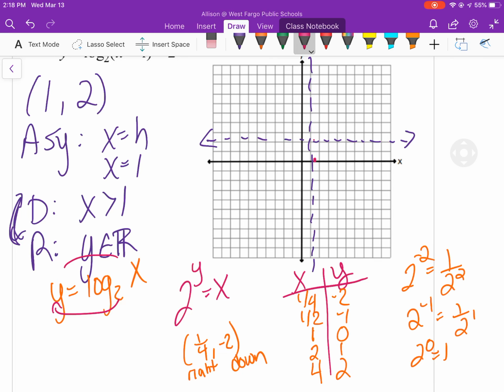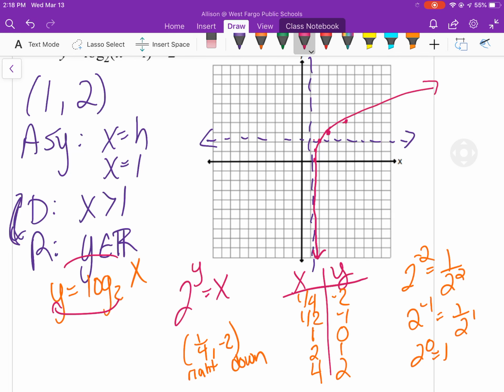So right there, about. Then 1/2 negative 1. So over a half, down 1. Over 1, up 0. Over 2, up 1. And over 4, up 2. And then it's going to continue infinitely to the right here, and then infinitely towards negative infinity, and get infinitely close to x equals 1, but never cross.